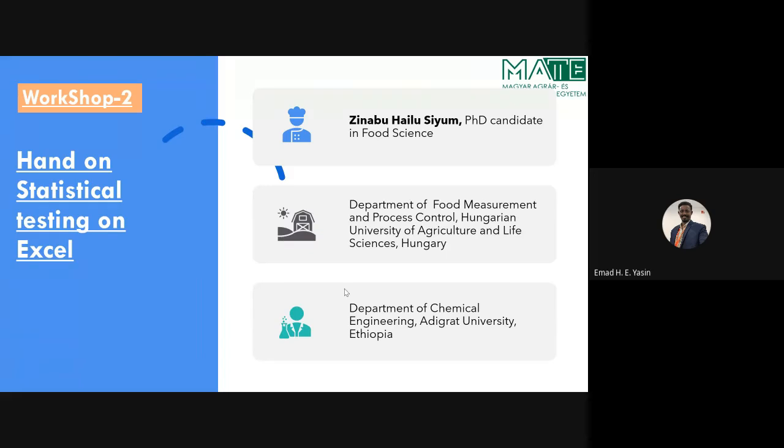This workshop is designed for those who are facing challenges in statistical analysis, offering a practical approach to mastering essential statistical tests using Excel. Whether you are a beginner or looking to refine your skills, this session will provide valuable insights to enhance your data analysis expertise.